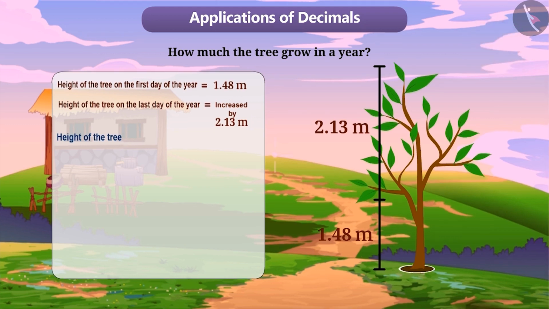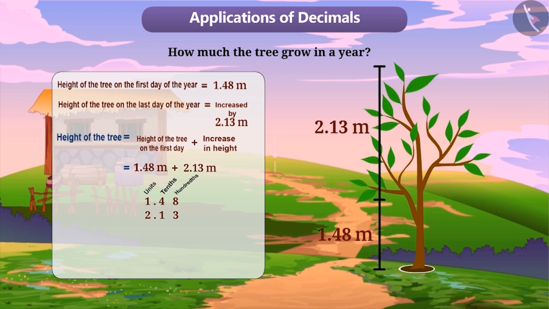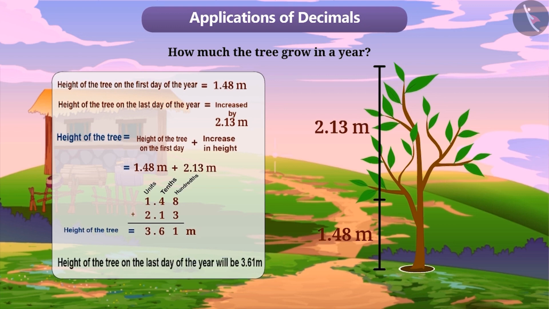If Mohit wants to find the height of the tree, then he has to add the height of the tree on the first day of the year to the increase in the height. That means height of the tree equals 1.48 meters plus 2.13 meters. To find the answer to this, we will write the decimal numbers one below the other so that the digits in similar places fall in the same column. Then, we will add them the same way as we add whole numbers. And we will keep the decimal point in the decimal point column. Therefore, the height of the tree will be obtained as 3.61 meters. That is, the height of the tree at the end of the year will be 3.61 meters.